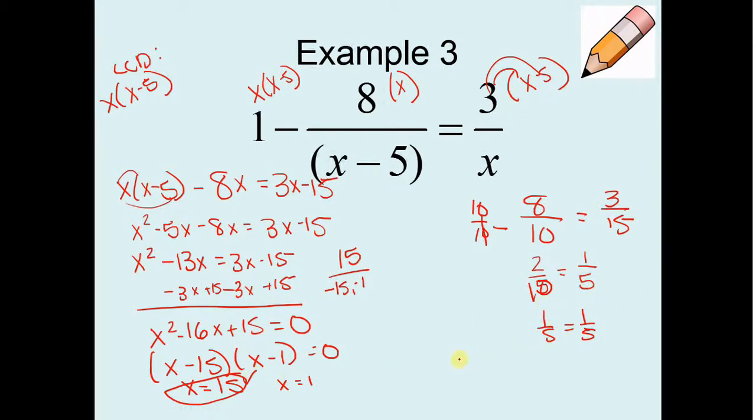Let's check again. So let's check the next one. 1 minus 8 over 1 minus 5, that's a negative 4, equals 3 over 1, right? So that'd be 1 minus a negative 2 equals 3, which in fact it does. So that one checks out as well. Like I said, just because these 3 examples did not have an extraneous solution, it will happen. So please, please, please be careful, tread lightly, and be very careful on these problems.